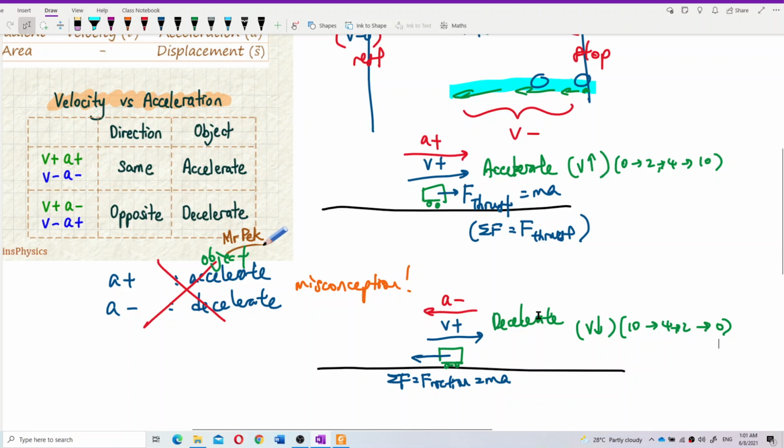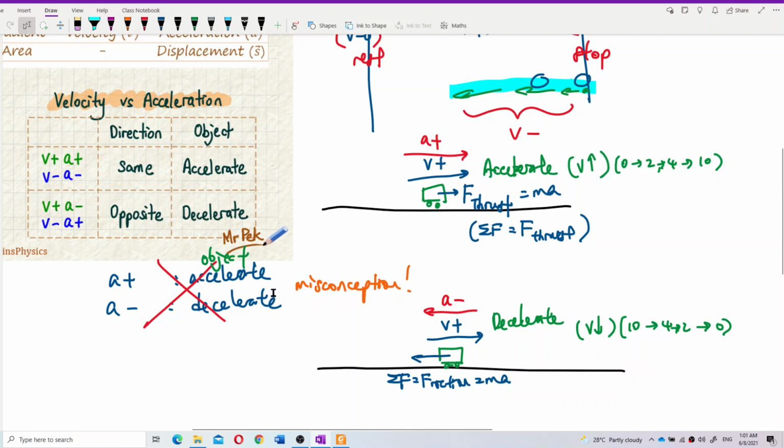Okay, you might think that when A is positive it means accelerate. You may think like that. When acceleration is negative, it means decelerate. So it seems that this is not a misconception for you.